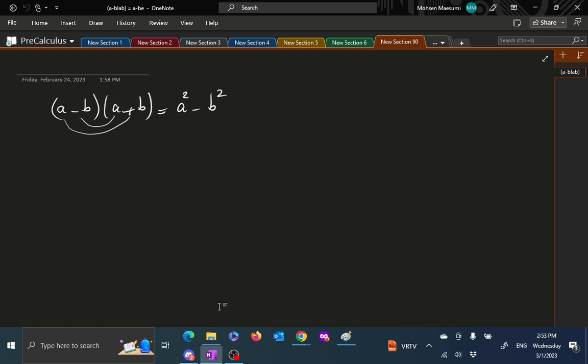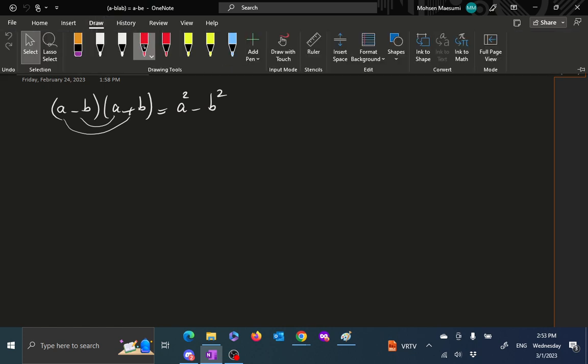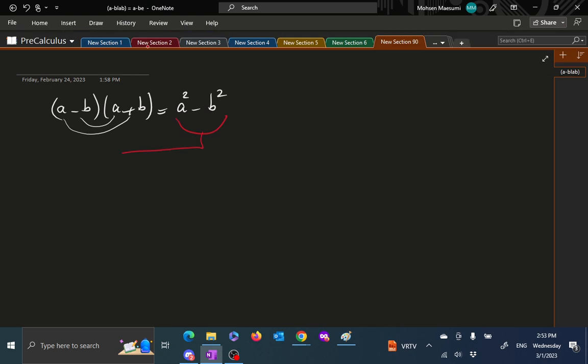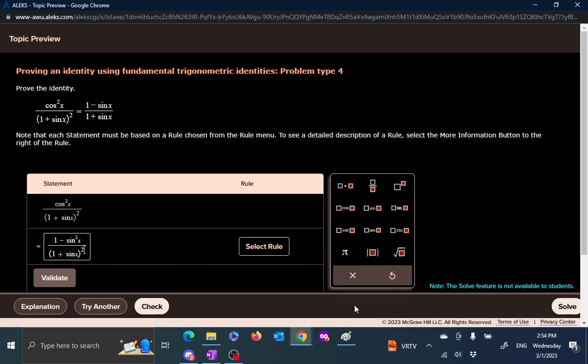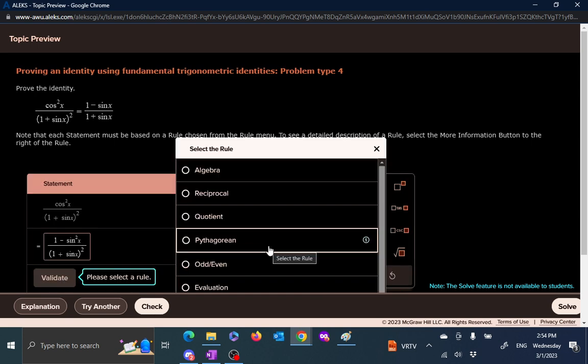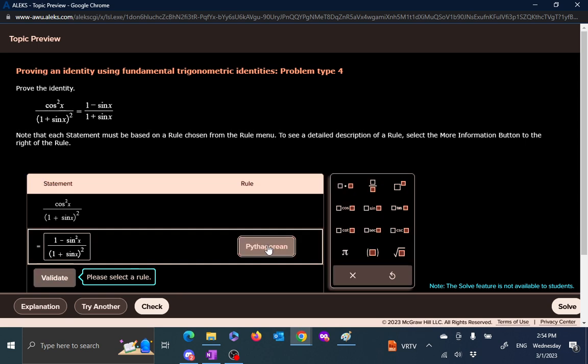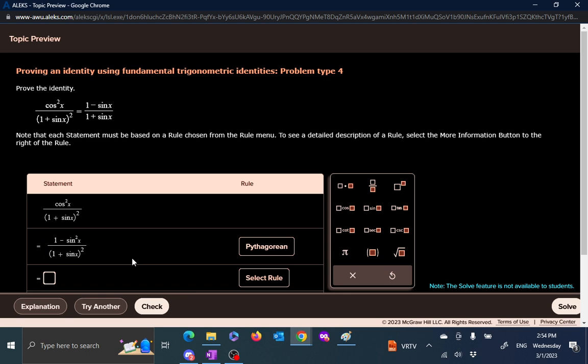If you have this, you can go to the left hand side as well. So a squared minus b squared, difference of two squares, is the difference of the numbers times the sum of those two items. So why is that of relevance to me here? Because when I do that factorization in the numerator, one of those factors is going to cancel the denominator. Let's go ahead and do that. Please select the rule. I forgot to say, we applied the Pythagorean. Okay, next, validate, move on.